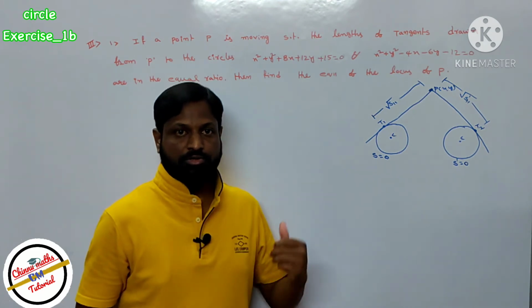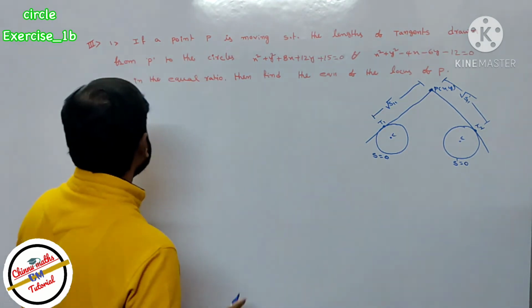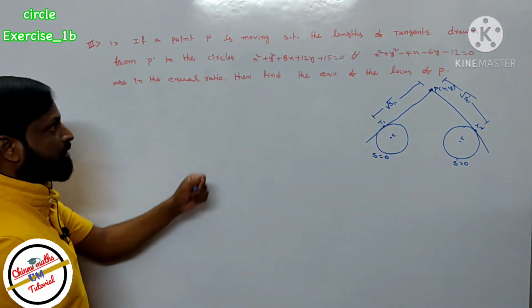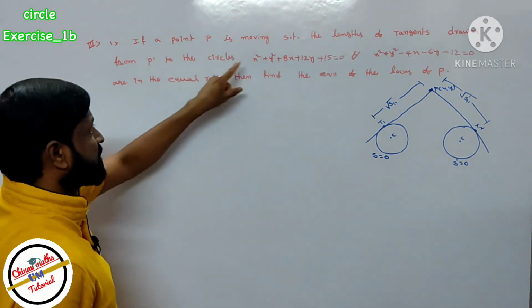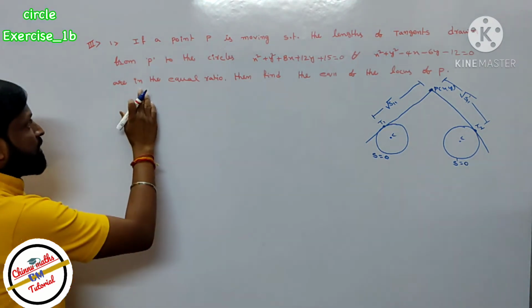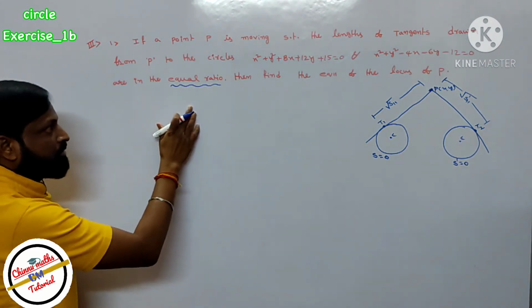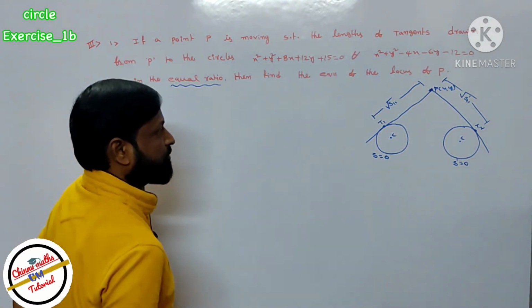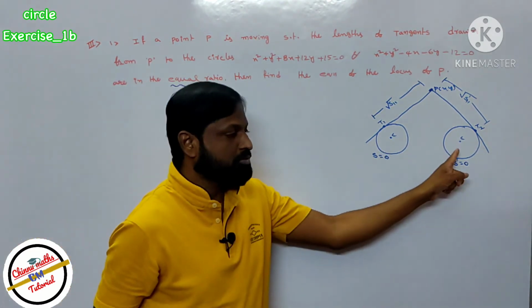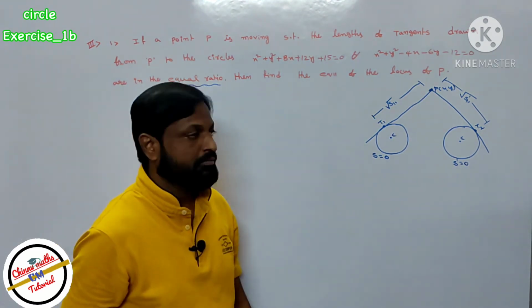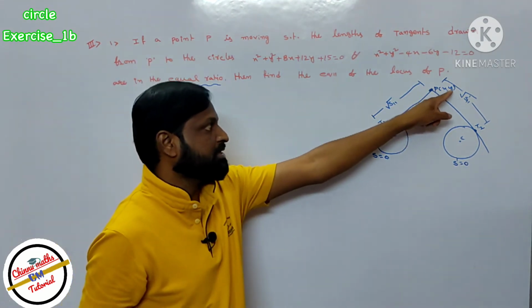Next we discuss the last question for this exercise. If a point P is moving such that the lengths of the tangents drawn from the point P to the given two circles are in equal ratio, find the equation of the locus of P. See here, given the two circle equations, S equal to 0 and S dash equal to 0. P is the moving point, taken as x comma y.